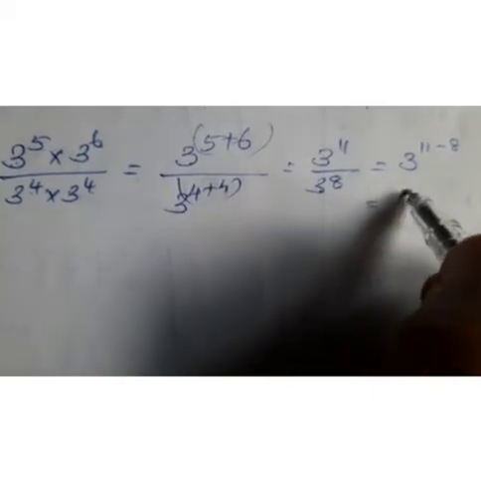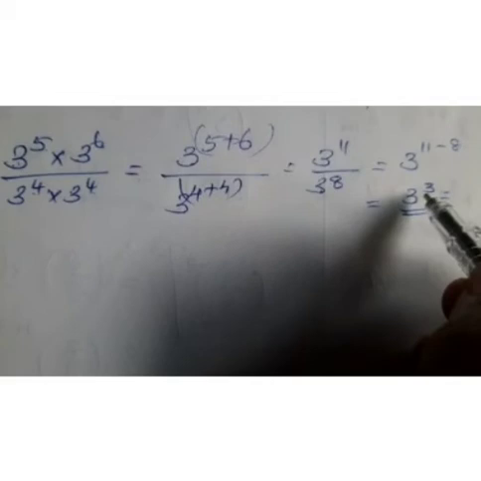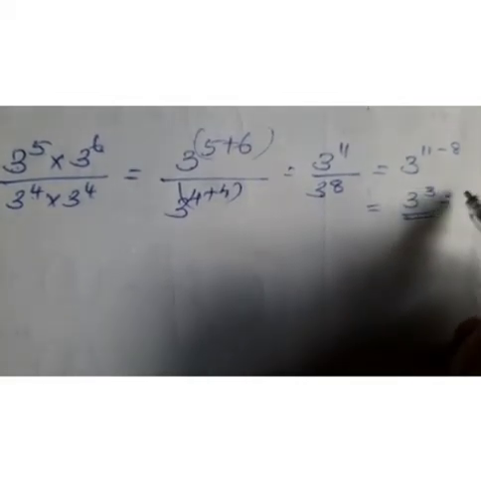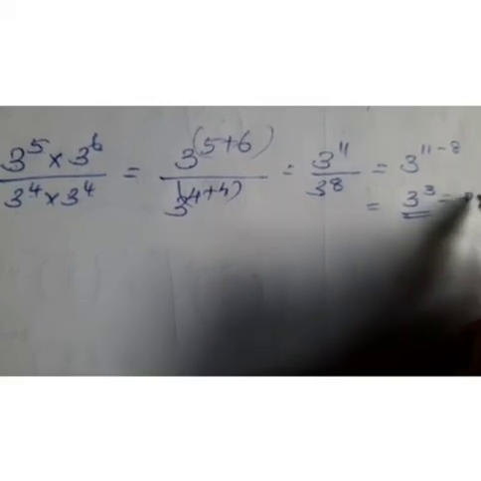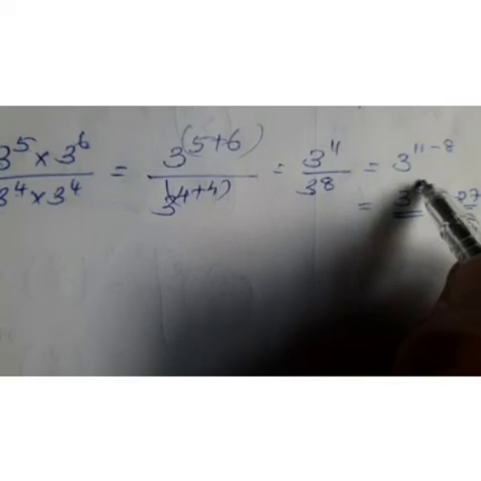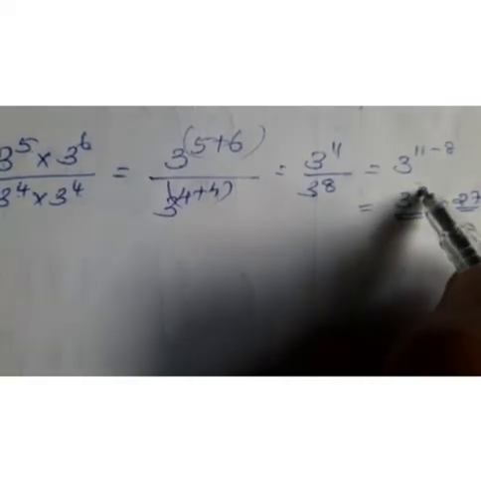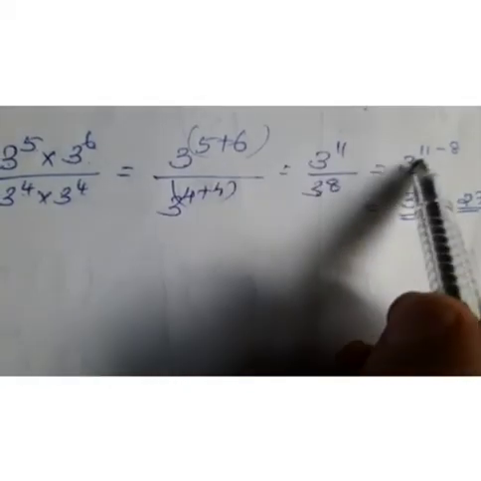What is the answer you are getting? 3 raised to 3. What is 3 raised to 3? 3 raised to 3 is 3 into 3 into 3. 3 into 3 is 9. 9 into 3 is 27. If you are not writing also, no problem. You write down this answer correctly. 3 raised to 3. So first multiplication rule, then division rule.